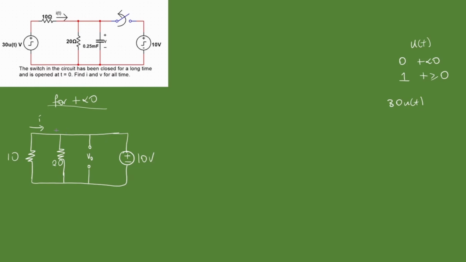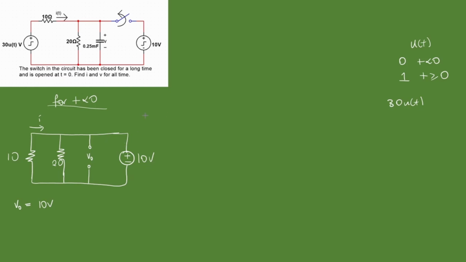So what do you see here? Everything here is in parallel. The 10 ohms is in parallel with the 20 ohms, which is in parallel with the arbitrary V0, which is in parallel with the 10 volt source. So we don't even have to do much work. V0 is simply and straightforwardly 10 volts. It's in parallel with the 10 volt source, therefore the voltage across it is 10 volts. It's as simple as that.